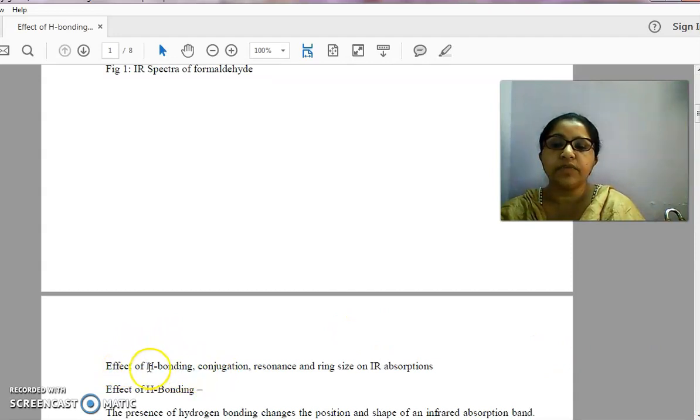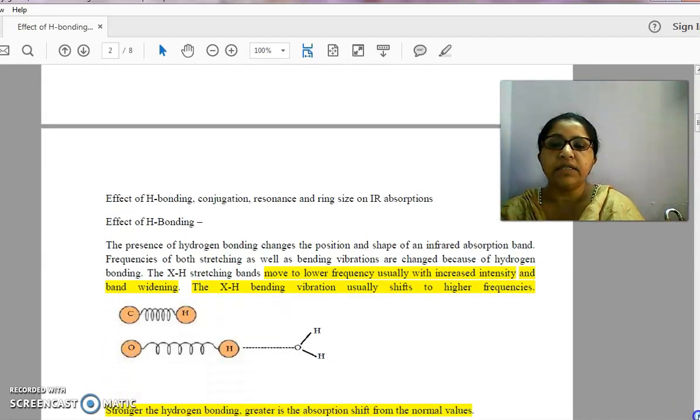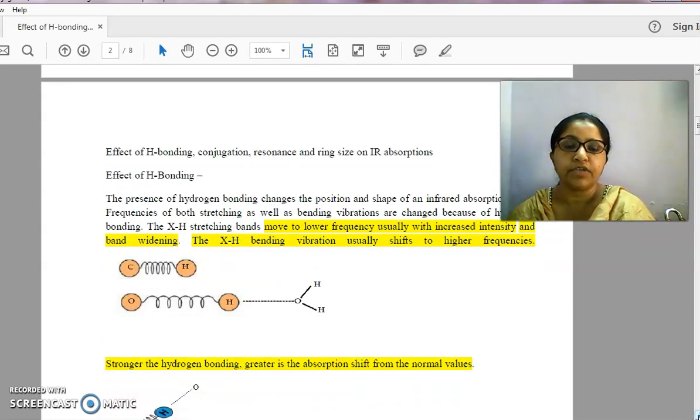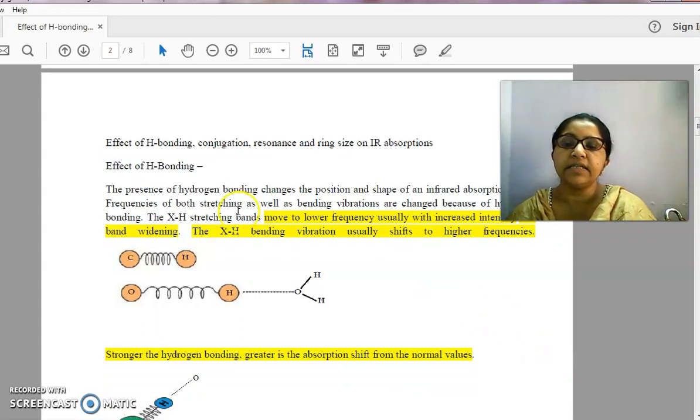Our discussion point will be the effect of hydrogen bonding, conjugation, resonance and ring size on IR absorption. These values may shift. What are the factors and how do they shift the IR absorption values? First of all, let us discuss the effect of hydrogen bonding. If a bond is vibrating, stretching or compressing, it has to be considered as a spring. For example, a carbon-hydrogen bond shown here as a spring can vibrate. It can become longer, it can become shorter.